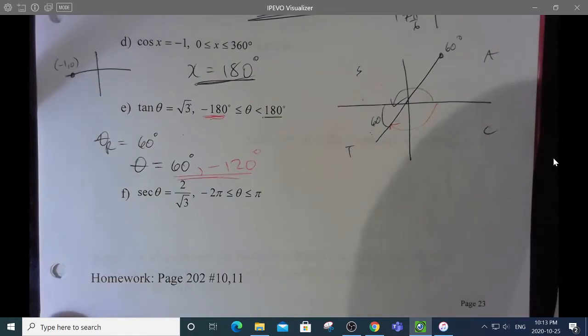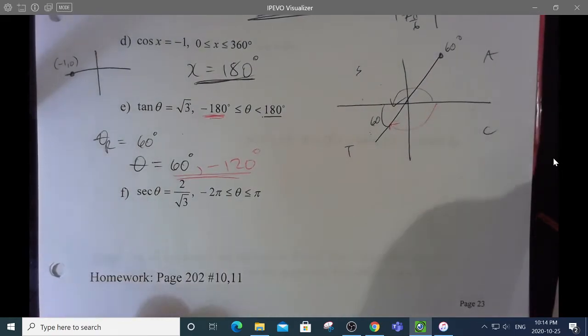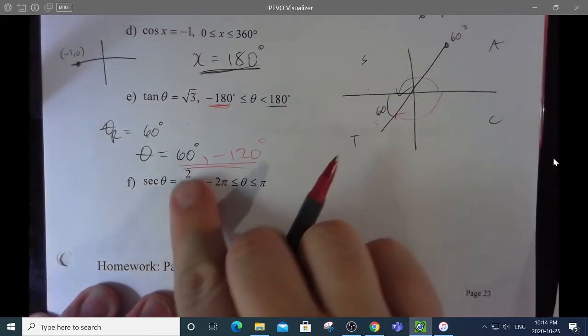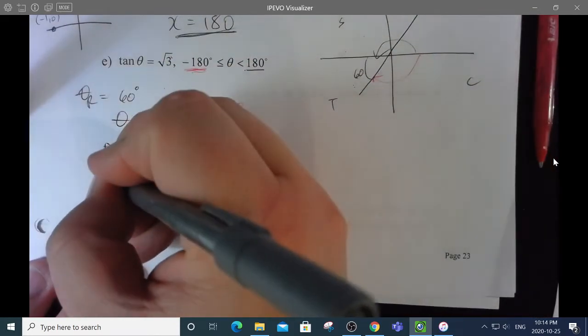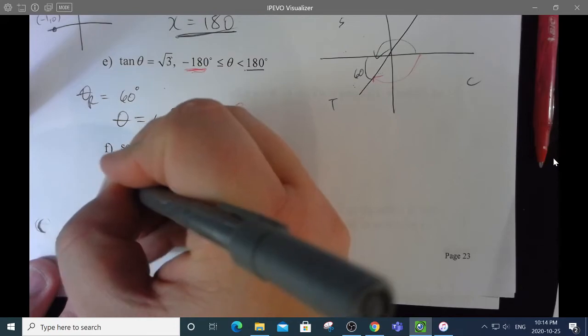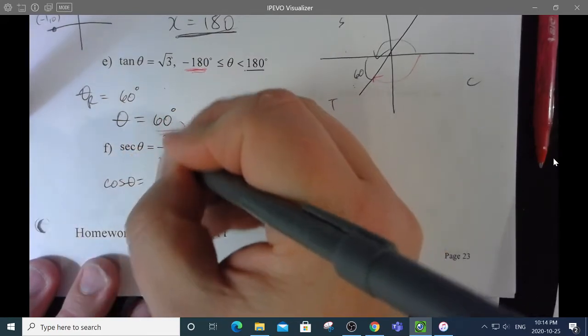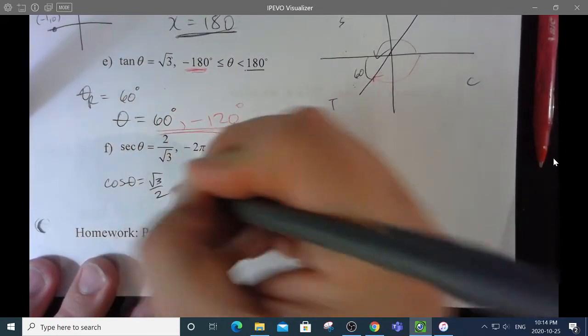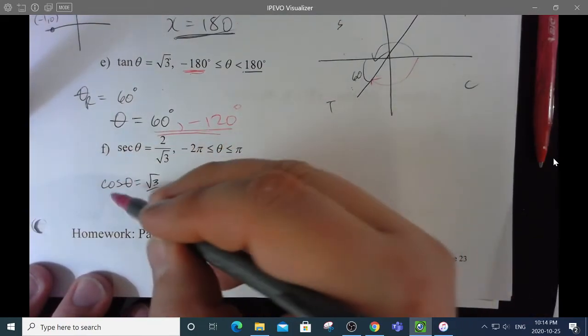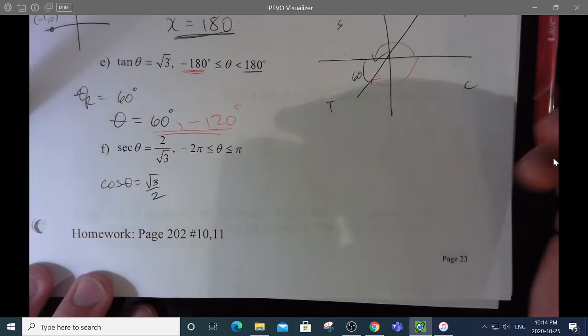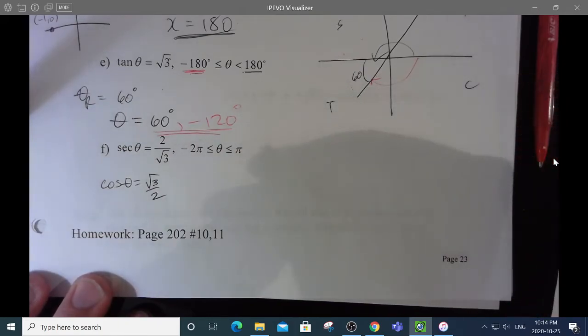This next one has the same kind of trick to it. Where is secant theta equal to 2 over root 3? Well, first of all, I don't know nothing about secants, but I do know that the reciprocal of this is cosine, and the reciprocal of this is root 3 over 2. If you have an equation where there's no pluses or minuses, it's just ratio equals ratio, you can just flip them both over. You can reciprocal both sides of an equation.